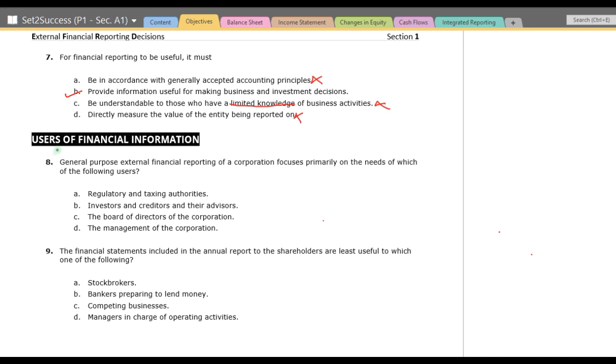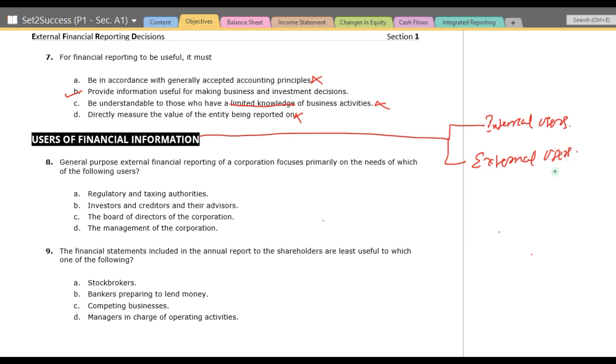Next subtopic is users of financial information. Users of financial information can be categorized into two groups. We have internal users and we have external users.